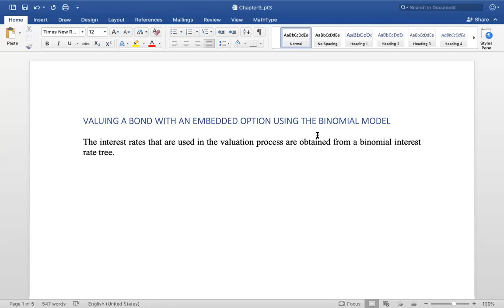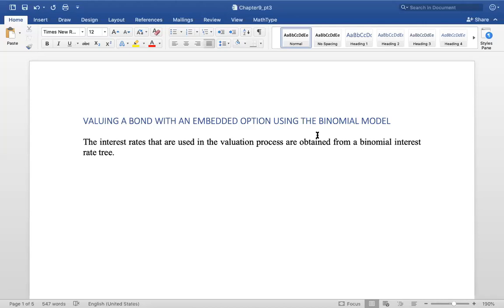Okay, so this is part 3 of the series of lectures for chapter 9, valuing bonds with embedded options. Let's move to the main topic, valuation of bonds with embedded options using the binomial model.